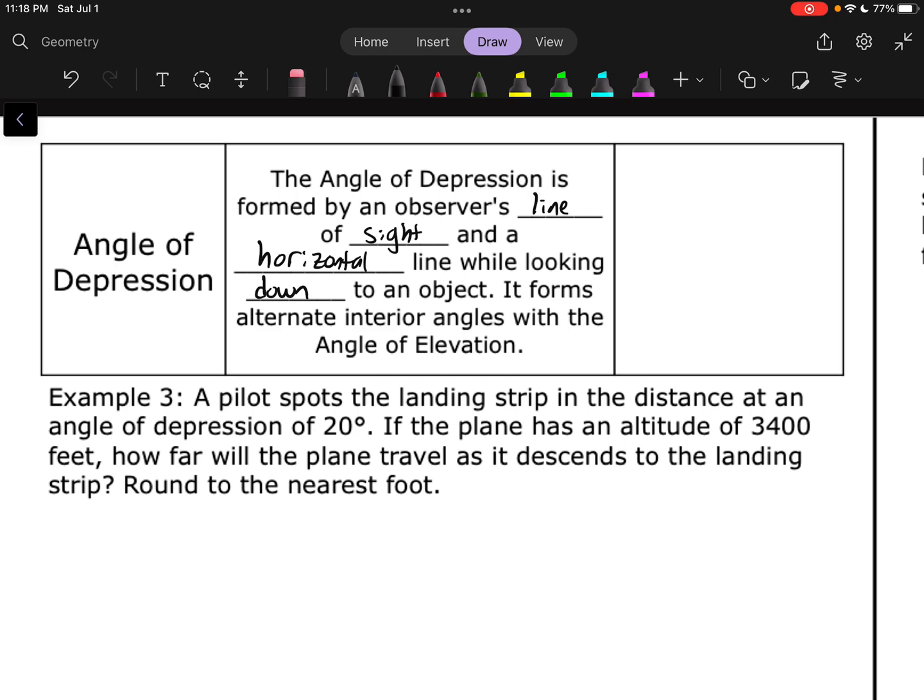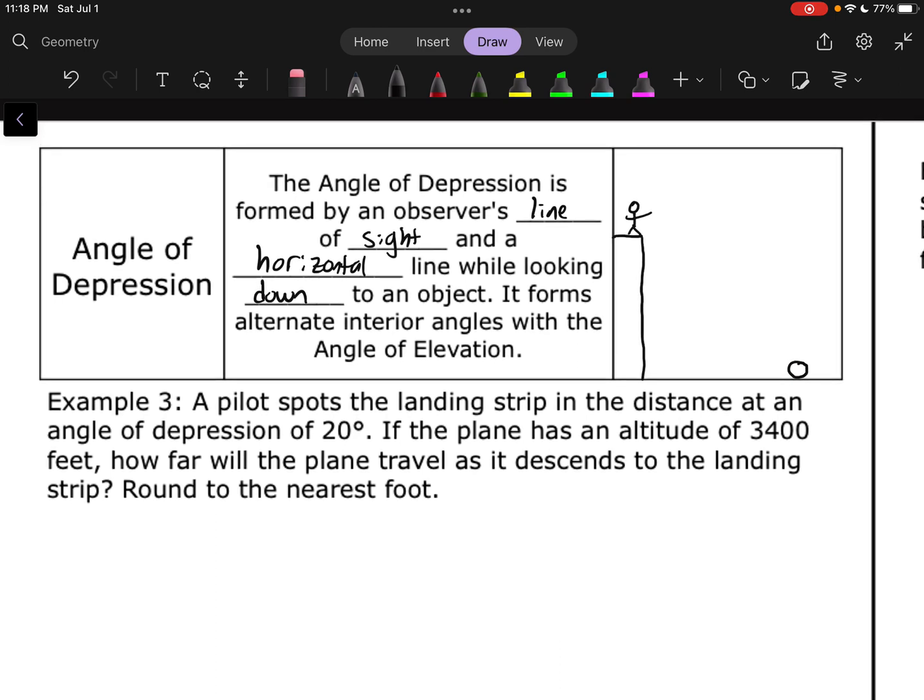Let's just say that we've got a big cliff here that our guy's standing on. And he's looking down at something down here. Maybe it's a rock or something. The angle of depression is formed by the line of sight. So our line of sight would be going straight from where he's looking down to the object, and a horizontal line. So we still need that horizontal line coming out. So the line of sight would be this one.